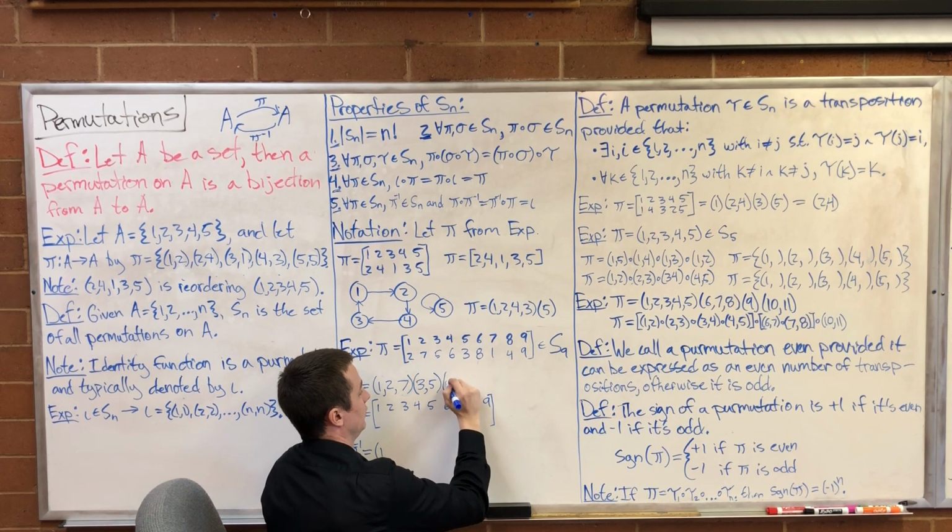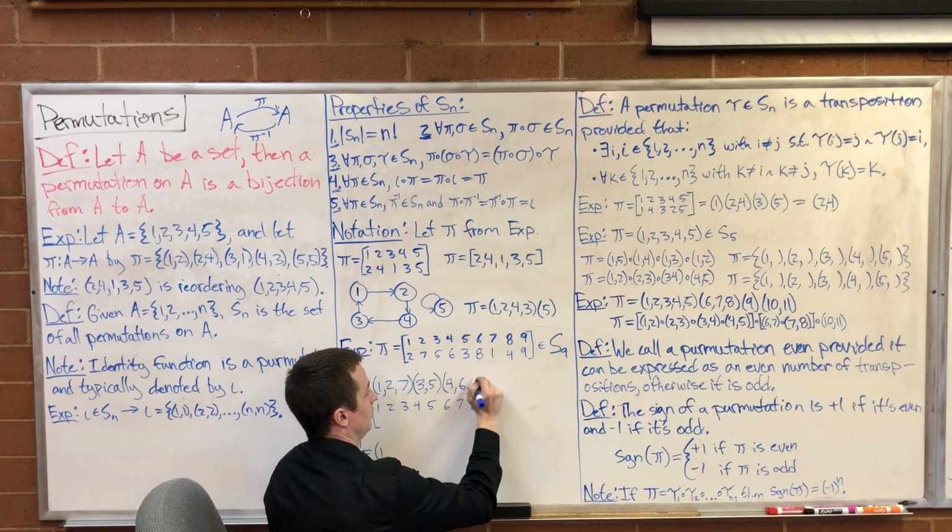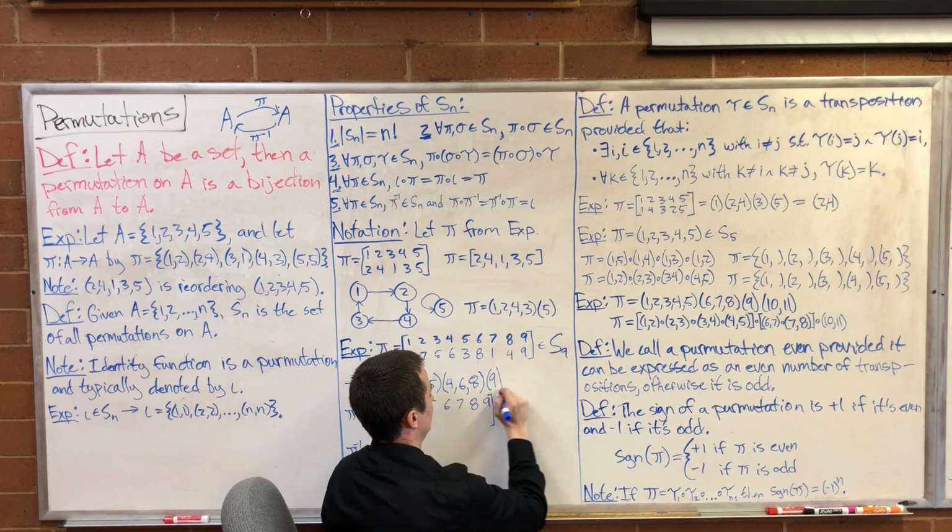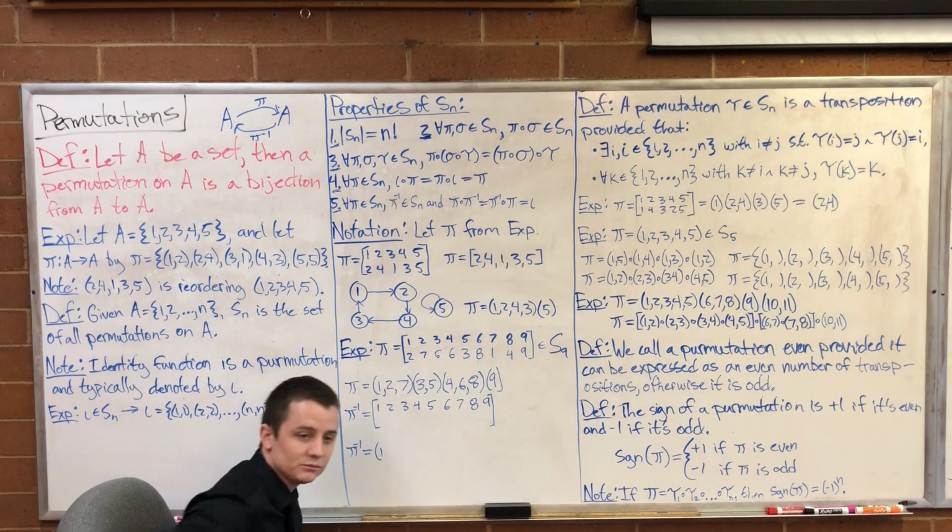4 goes to 6. 6 goes to 8. And then that's the end of the cycle. And then you just have 9 just goes to 9. All right, picking up on that pretty quick.